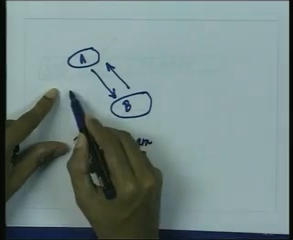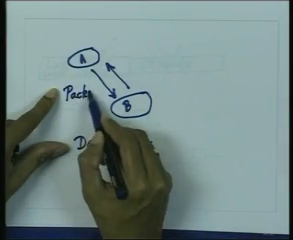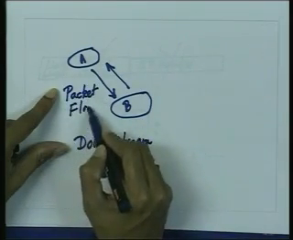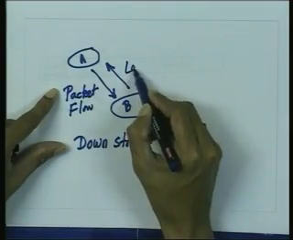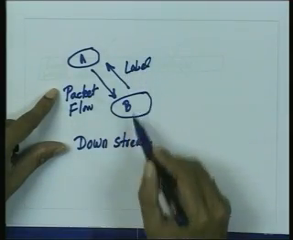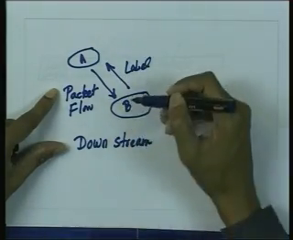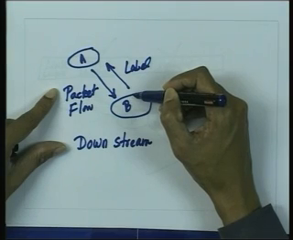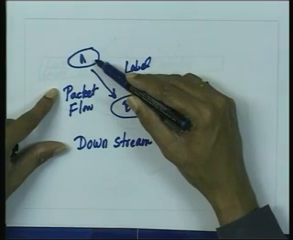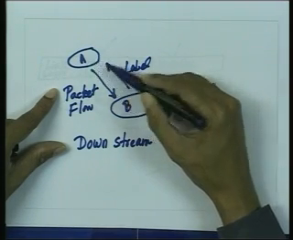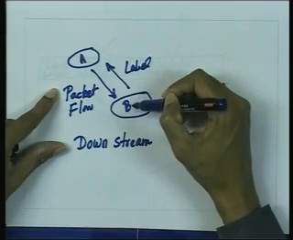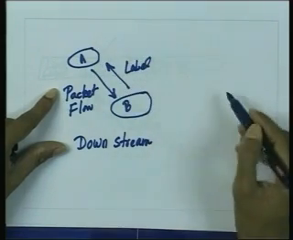So this is the packet flow, and this is the label allocation. So B will assign the label which should be incoming, and will assign that label to A, and then A will use the label which has been assigned by B to forward its packet.